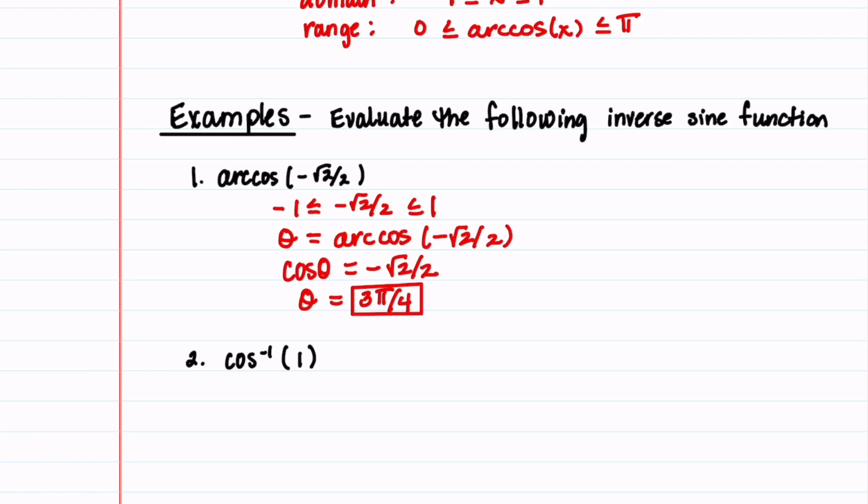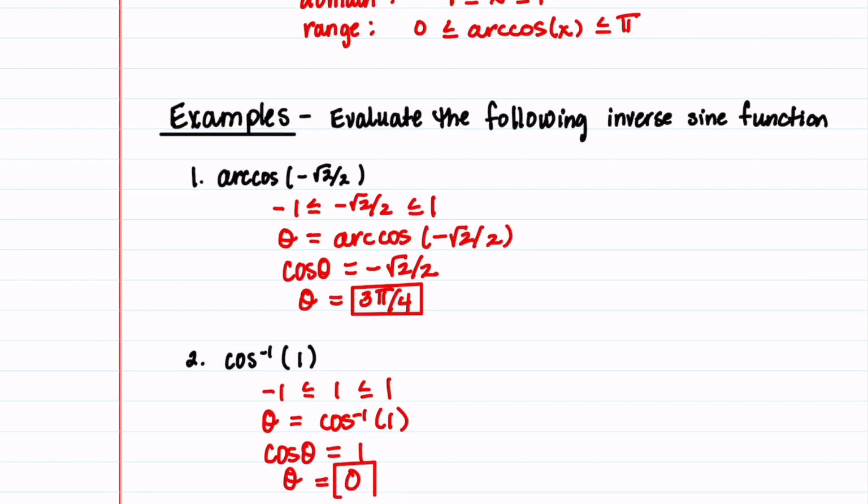To evaluate inverse cosine of 1, we make a note that 1 definitely is between -1 and 1, so the function's defined. We'll let theta be inverse cosine of 1, so that tells us that cosine theta is equal to 1, and that means that theta is equal to 0. So our inverse cosine of 1 is equal to 0.